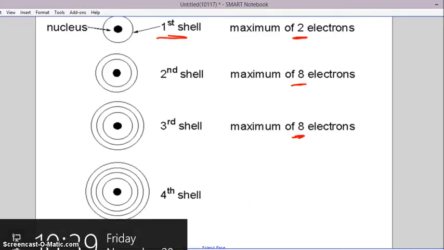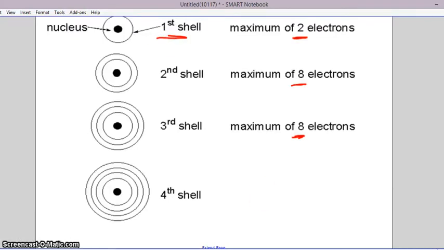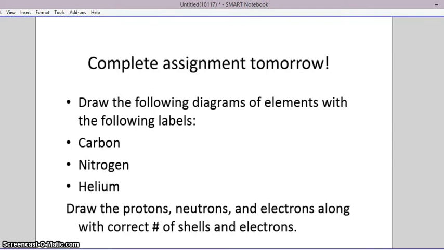Okay? All right, so here is your assignment for tomorrow. It says here you need to draw the following diagrams of elements with the following labels. I want you to draw carbon, nitrogen, and helium. What I want you to do is draw the number of protons, neutrons, and electrons along with the correct number of shells and electrons.